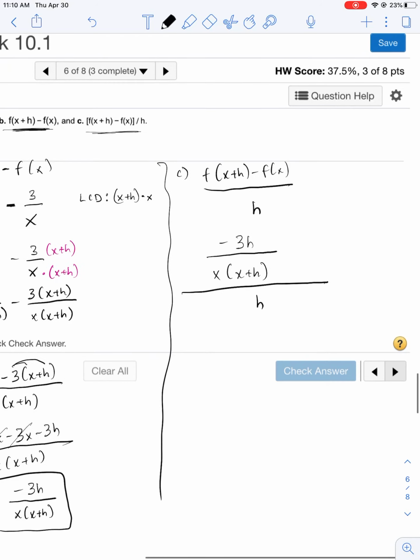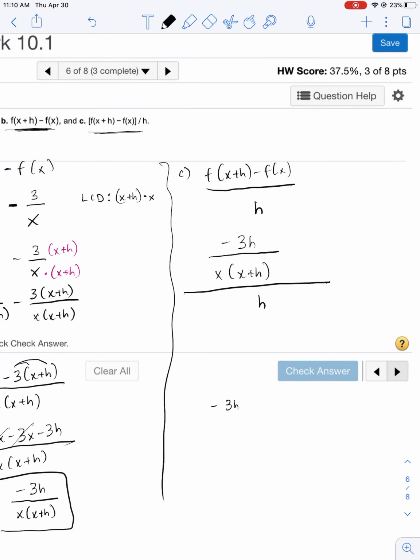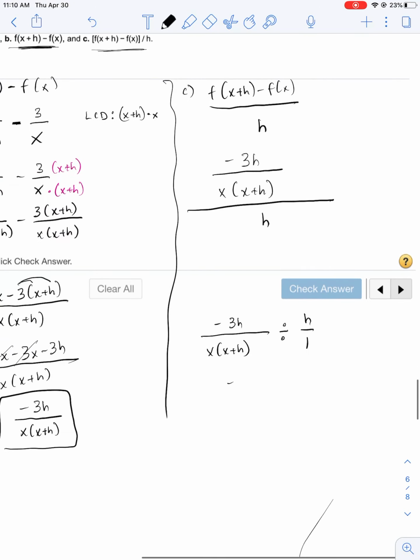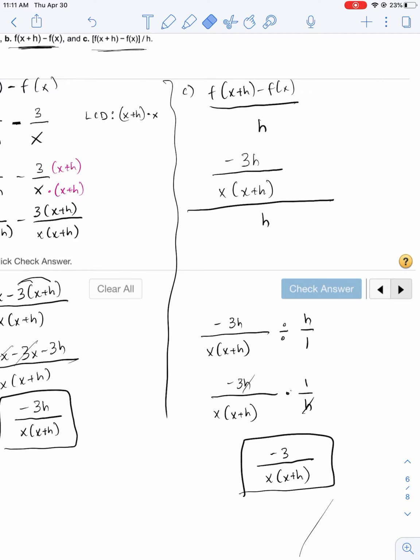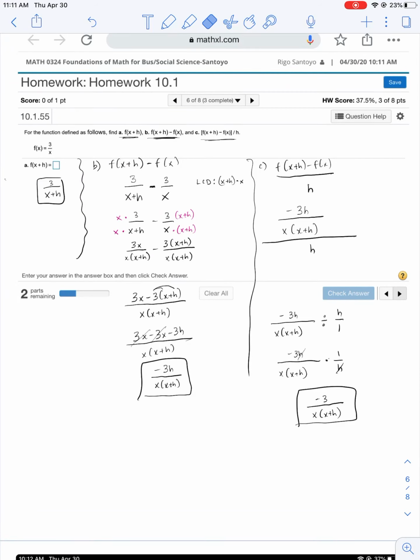This does look ugly, but I'm just going to rewrite it as we're dividing fractions. So this is just negative 3h over x, open parentheses, x plus h, close parentheses, divided by h over 1. Or in other words, negative 3h over x, open parentheses, x plus h, close parentheses, times 1 over h. I see an h on the top, h on the bottom, cancel out. And negative 3 times 1, well, that's just negative 3 over x, open parentheses, x plus h, close parentheses. And that is our answer for part C. So we've now completely answered this problem.